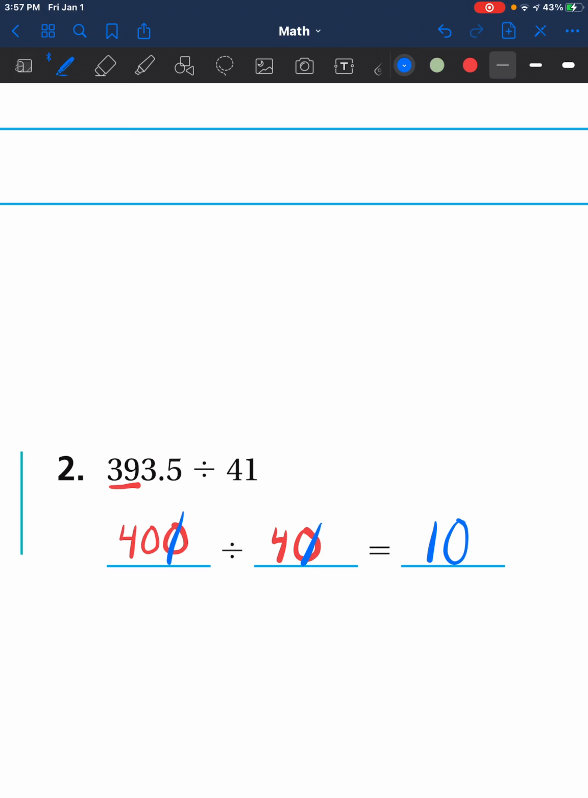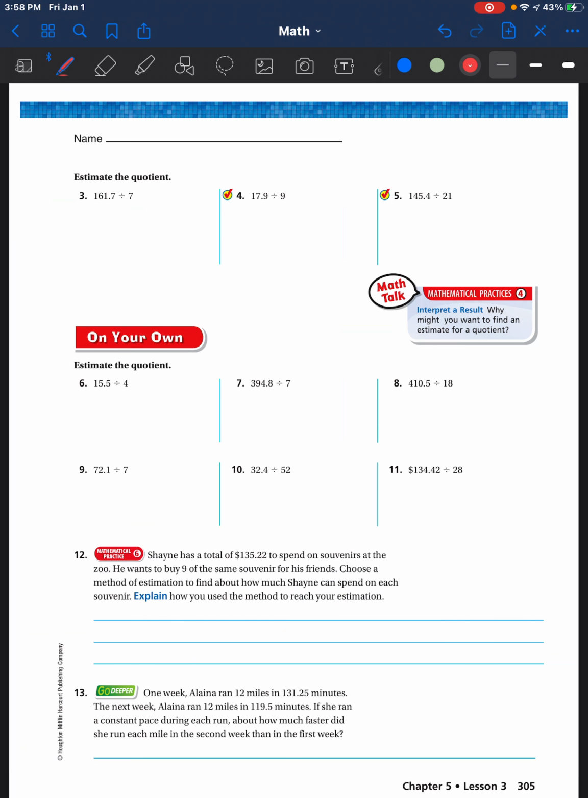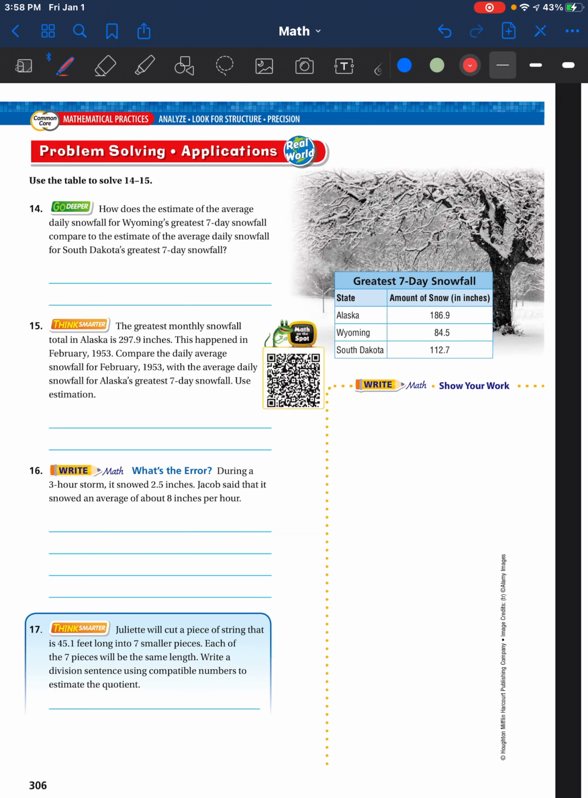If I would have chosen to go with 9, I would have had 360 divided by 40, I would have got 9. So you can see, as long as they're within a number of each other, they're pretty accurate estimates. All right, so I think you get the point. It is pretty similar to what we have done in the past.